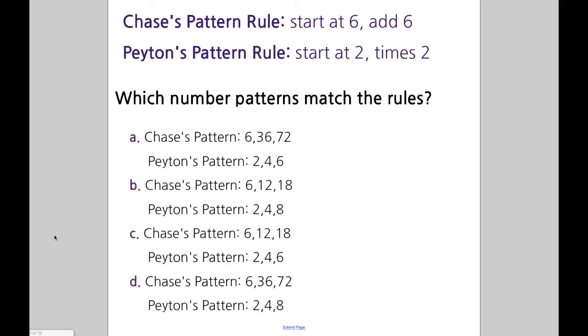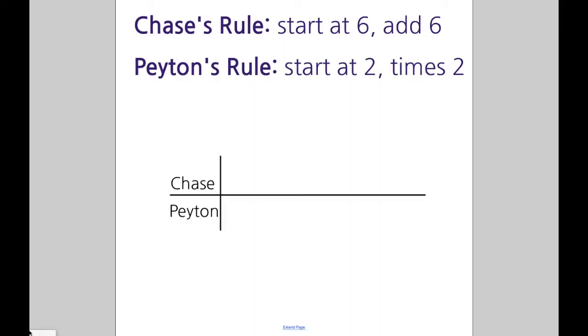So here we have a question asking which number patterns match the rules. I have a rule for Chase's pattern and I have a rule for Peyton's pattern. But before I look at all of these answer choices, let's take a second and pause. Are you ready for my biggest tip involving these patterns? Stay organized. If we can stay organized, it's going to be so much easier to take a look at all of those answer choices and keep up with each person's rule within that pattern. Let me show you how to do that.